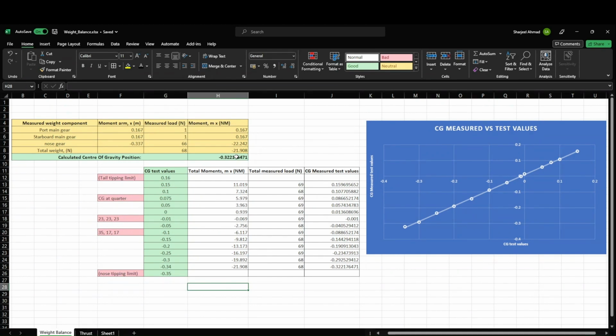The measured CG values can then be plotted against the initial CG test values. Theoretically, a y equals x trend passing through the origin would be desired, but this small discrepancy from the origin is not too significant.